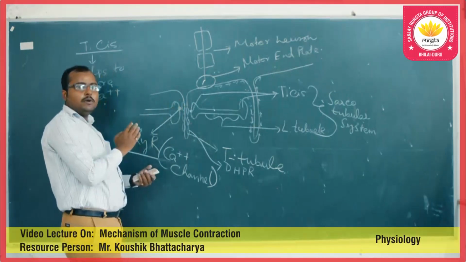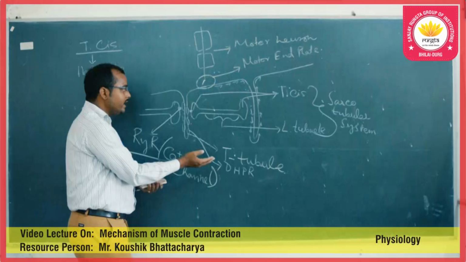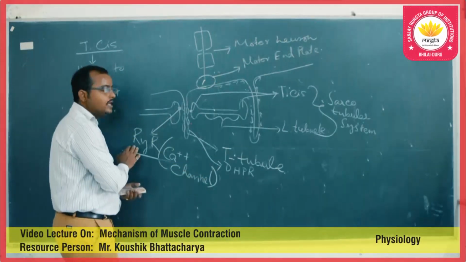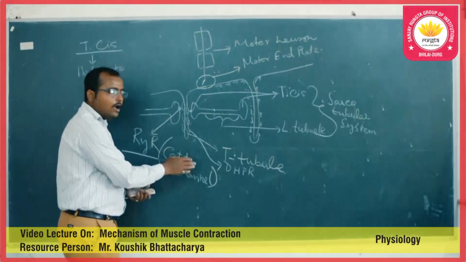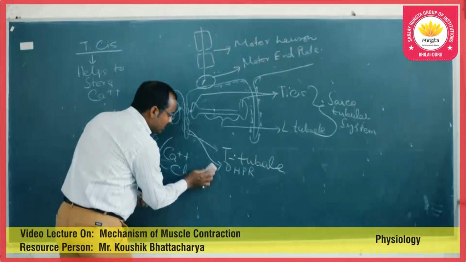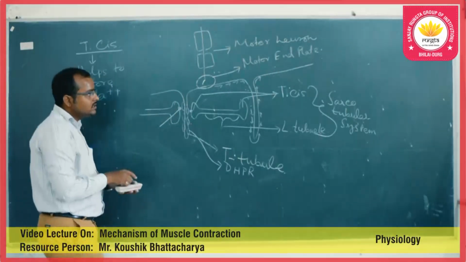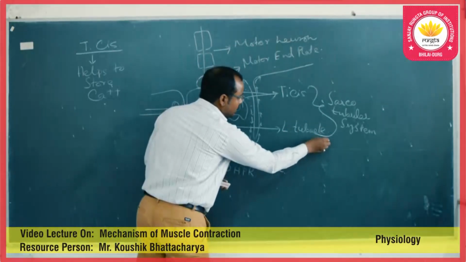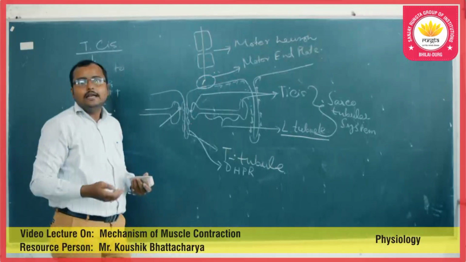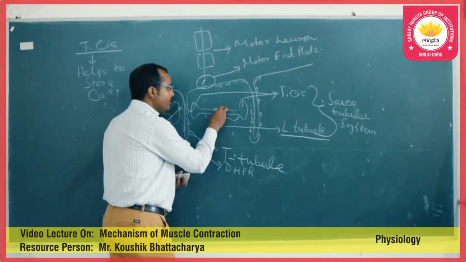And on the surface of the terminal cisterna there is another specific membrane protein, present just opposite to the DHPR, known as the ryanodine receptor protein. It is nothing but a calcium ion channel, right? Now the third one is the L-tubule, or longitudinal tubule. This L-tubule has one specific membrane protein again.